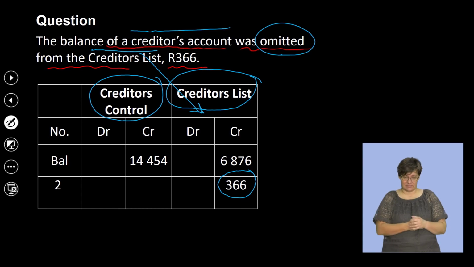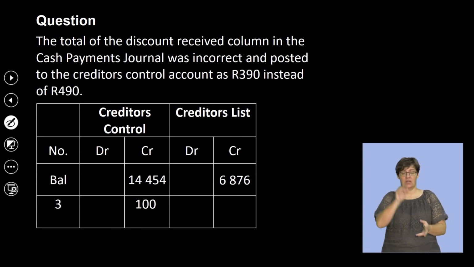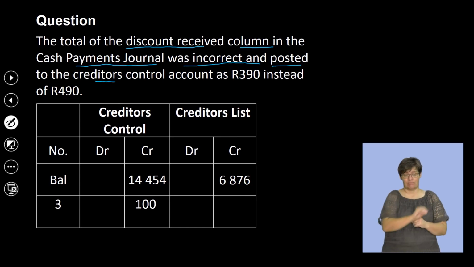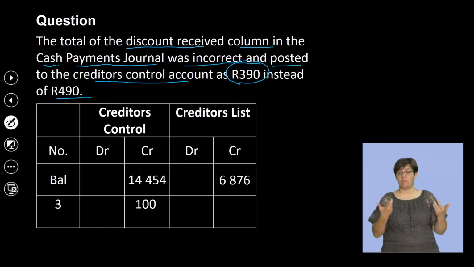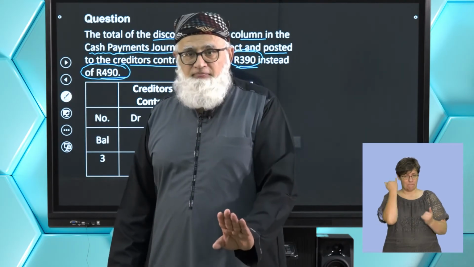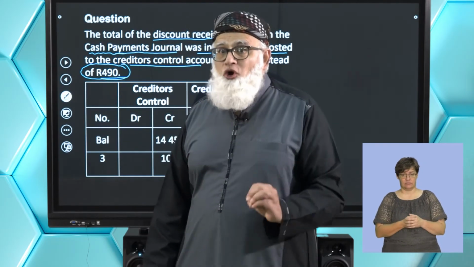Okay, next one. The total of the discount received column in the cash payments journal was incorrect and posted to the creditors control account as 390 instead of 490. Once again, look at the error. Where are we posting from? Cash payments journal, and it was a total that was posted as 390 instead of 490. First question that you ask yourself, where is the error? The error is in my control account.